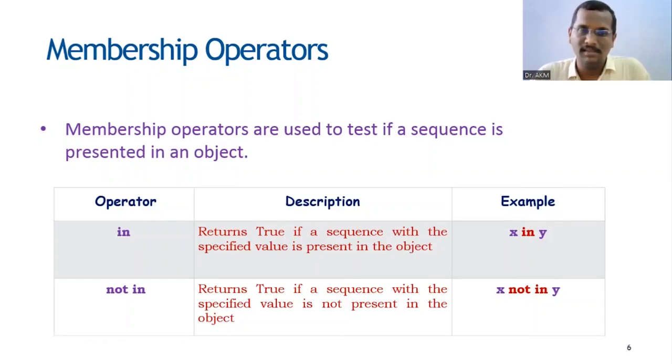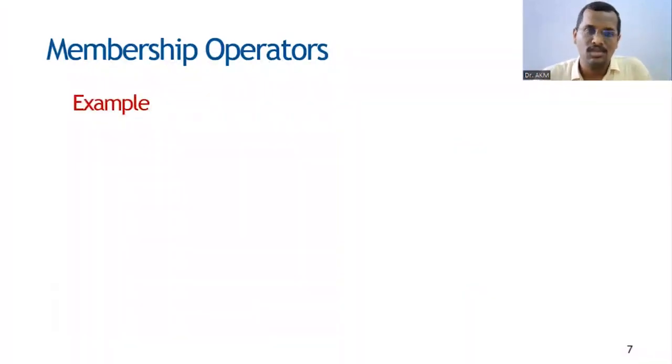If you put the in keyword and the specified sequence is available, it returns true. Otherwise, it returns false. Not in means if the specified value is not available in the given sequence, then it returns true. So that is the usage of the membership operator. Let me go to some examples.